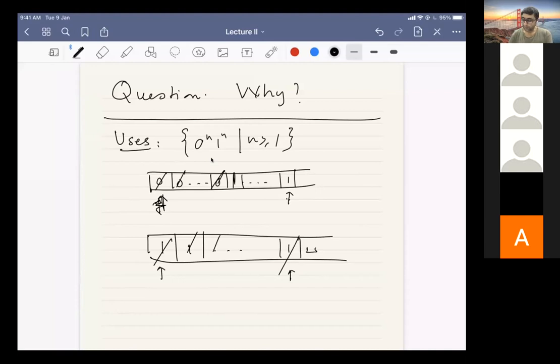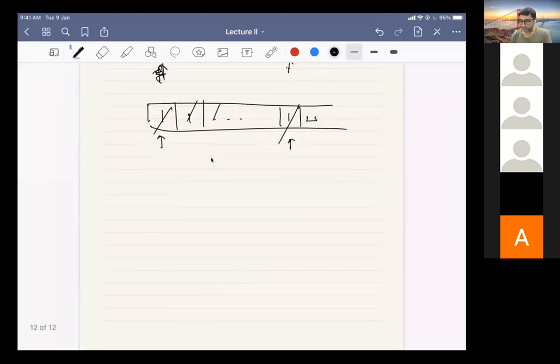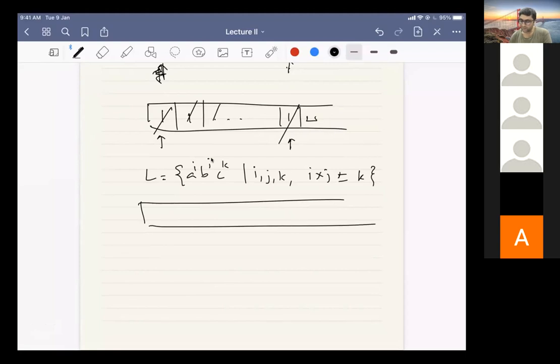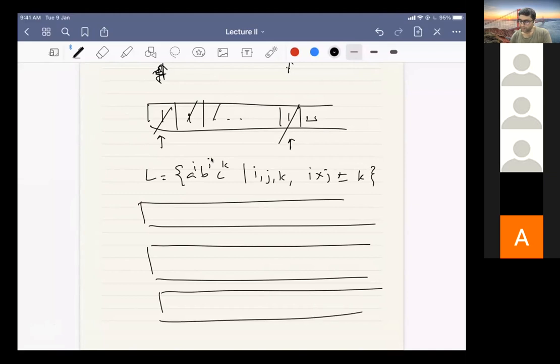So now think about the other language that we recognized, which was a^i b^j c^k. Right, so we can also do the same thing. So this is the input. Keep the input as is. Create new copies. Okay, in this one, just write A's. In this one, just write B's. And in this one, just write C's.